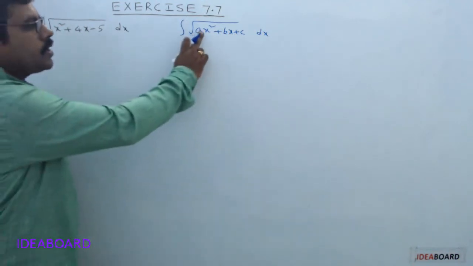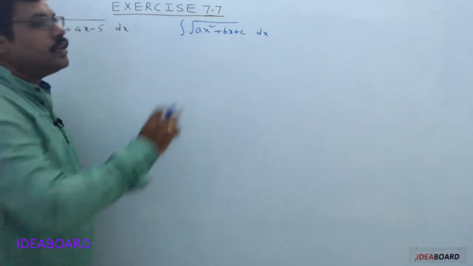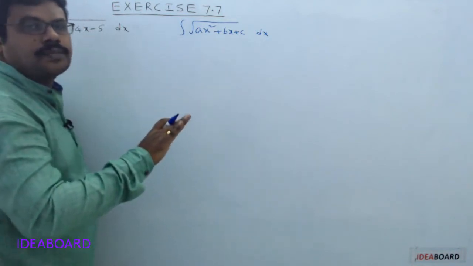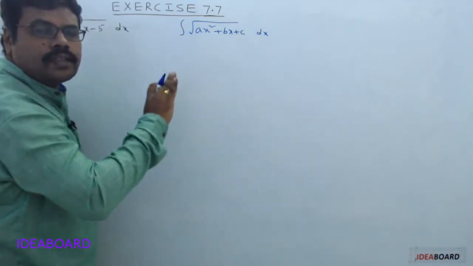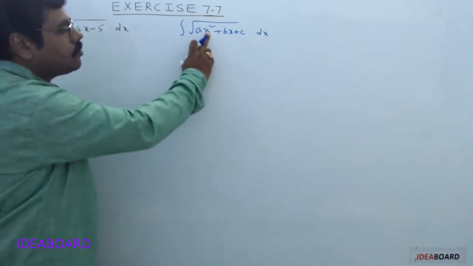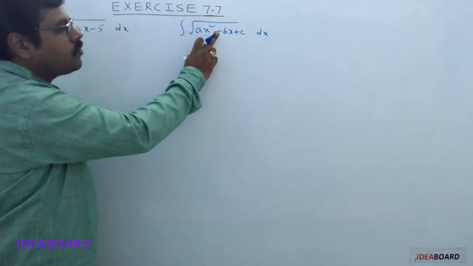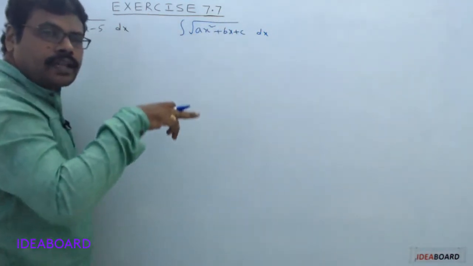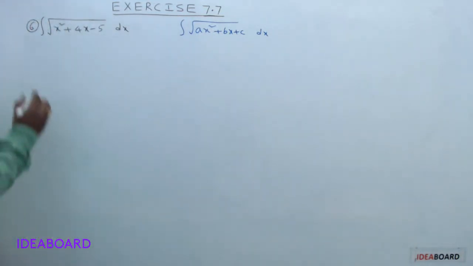First, make x² coefficient as a unity. After making x² coefficient as a unity, whatever the expression will be there inside the root function, make that expression as a perfect square. Now come to the procedure.